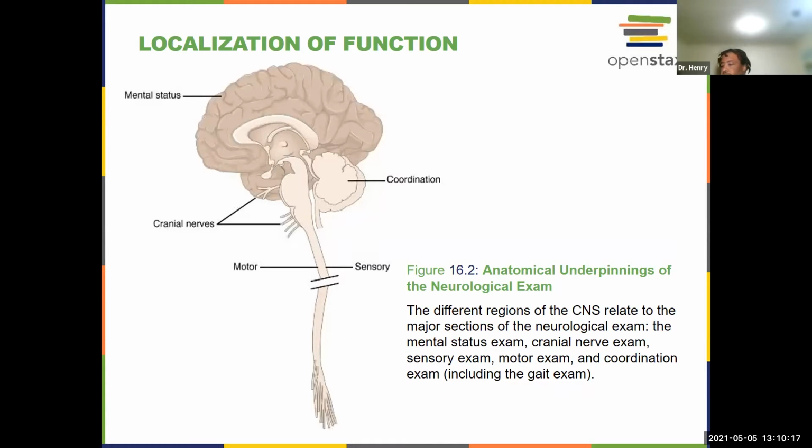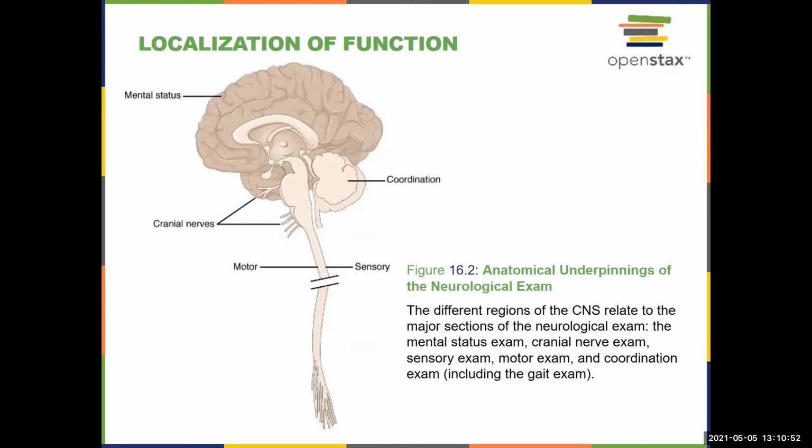The mental status is going to be looking at whether there are issues with the cognitive functions. So we're looking at memory, orientation, language, speech, things along those lines.